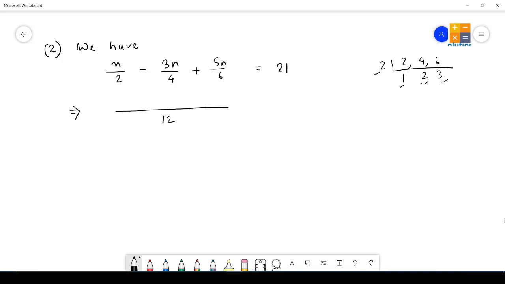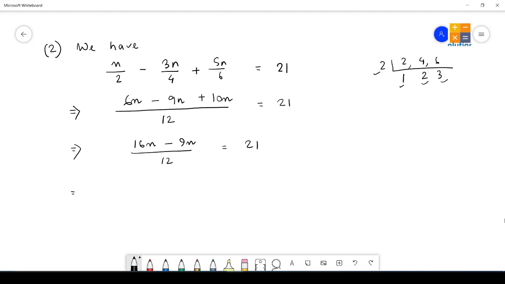Now 2 sixes are 12. So in the numerator, it will be 6n minus, 4 threes are 12, so 3 into thrice n, the result becomes 9n. After that, plus 6 twos are 12, 2 into 5n, the result we get is 10n. That is equal to 21. So after this, let us keep the plus terms together: 6n plus 10n, there will be 16n minus 9n divided by 12 is equal to 21.